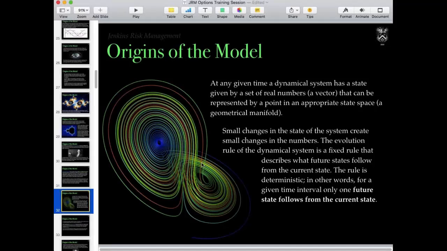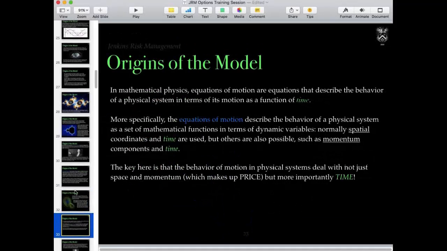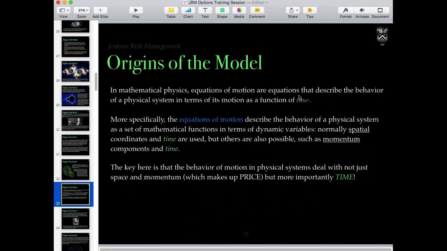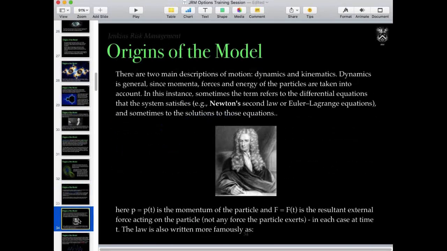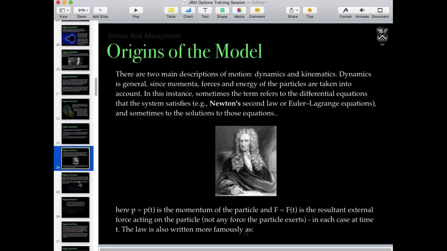This is about the strange attractor. I won't get into that; I don't have time to discuss it. But here you can see I'm stressing time. I'll show you some examples on charts here.